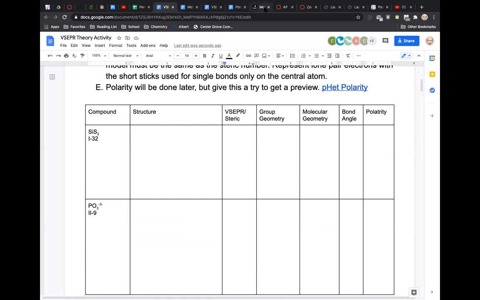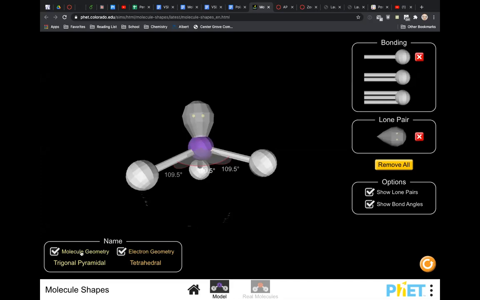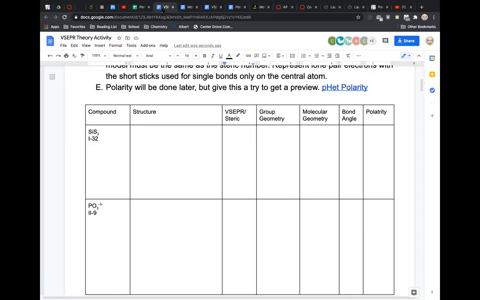That's where you're going to look down here in the bottom left. Okay, my molecule geometry is trigonal pyramid. My electron geometry is tetrahedral. Those are the things that you would fill in here. I call it group geometry. The program called it electron geometry. Remember, 3 different names for the same thing. And last, well, not last, you're going to fill in the bond angle while I'm here. You're going to leave polarity blank for now.